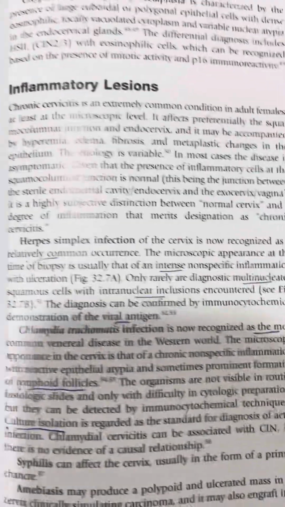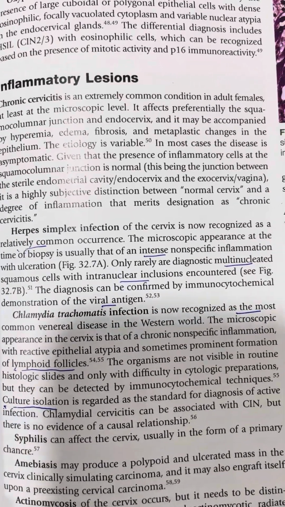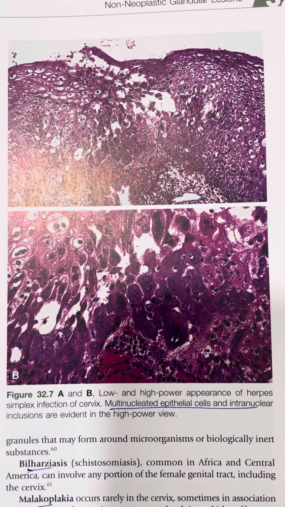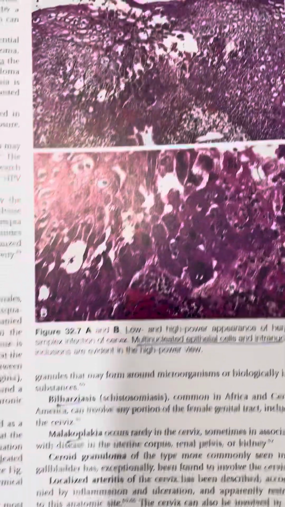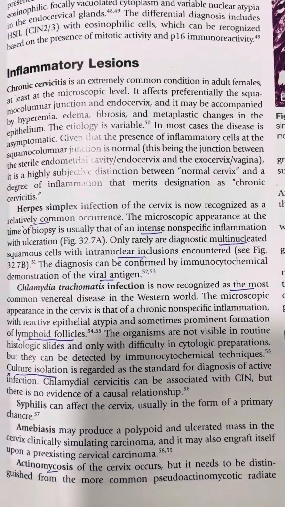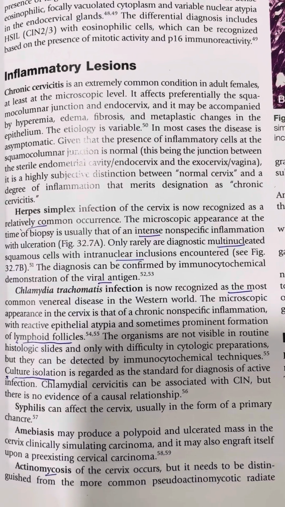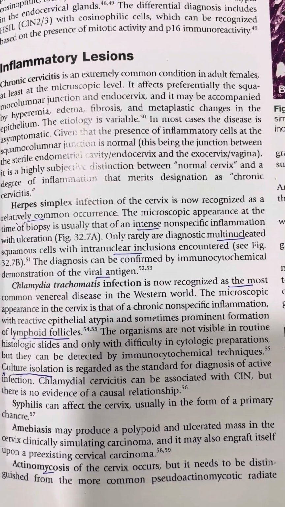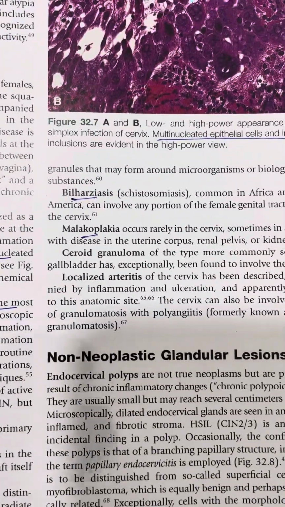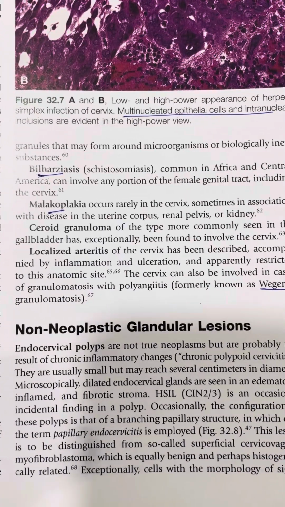Then chronic cervicitis, then herpes simplex. In herpes simplex, we know the multinucleated giant cells, the multinucleated epithelial cells and the intranuclear inclusions. Then we have to think about the chlamydia trachomatis. In that you have to see the lymphoid follicles, and culture is important to diagnose. Then sometimes we also have actinomycosis, bilharziasis, arteritis, malakoplakia, spheroid granuloma.